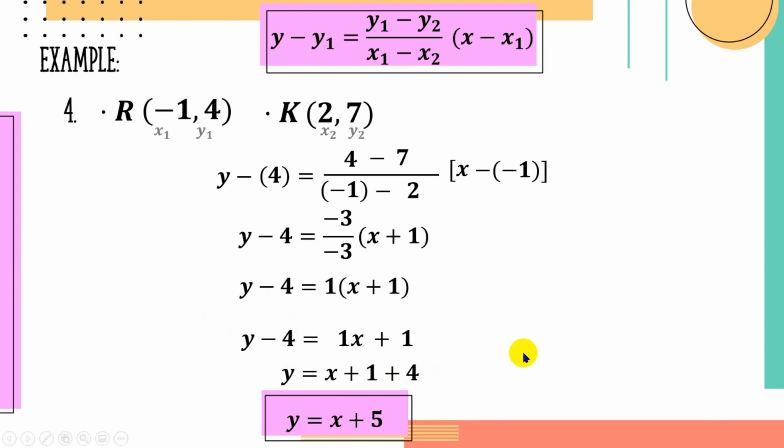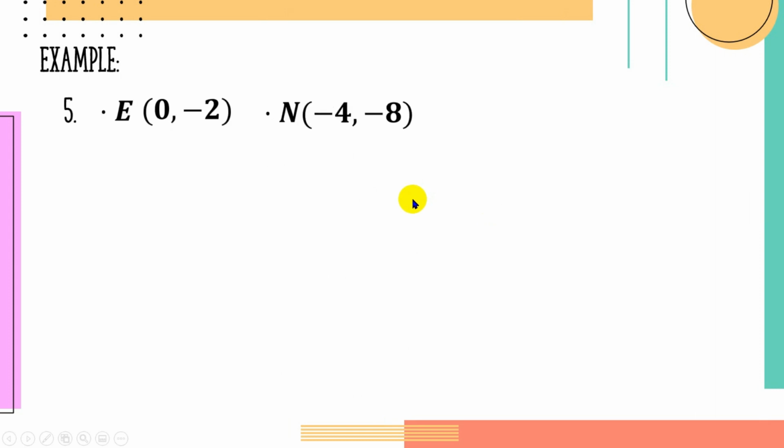Okay? So, that's for our example number 4. Down to our last example, example number 5. So, for example number 5, given here is point E having coordinates 0 and negative 2, and then point N, negative 4 and negative 8.